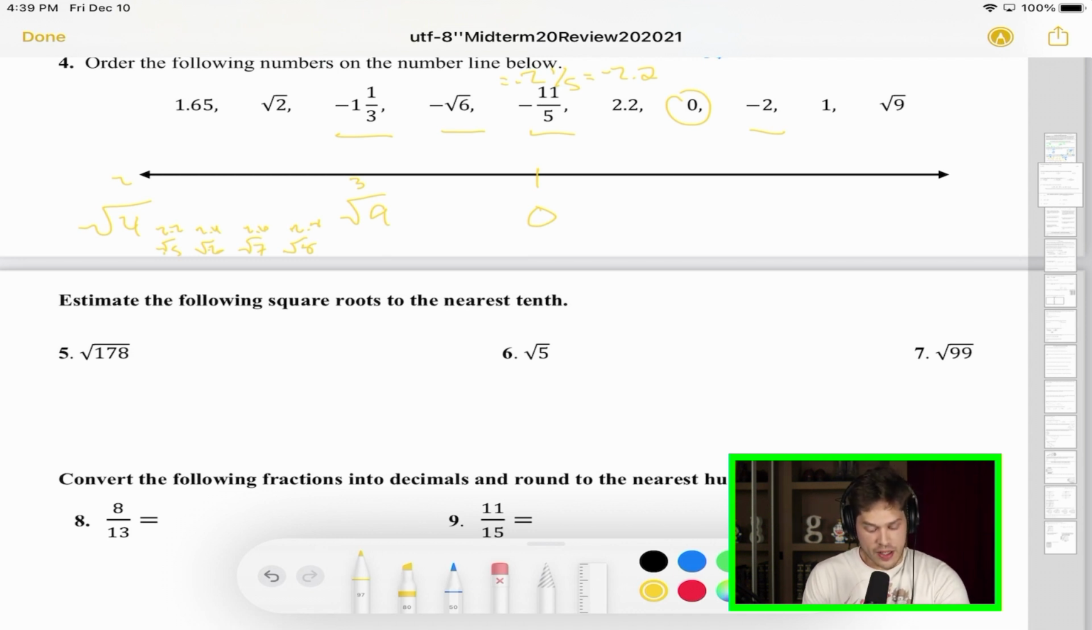So I'm going to take negative square root of 6 to be about negative 2.4. And we can see that that is the largest of our negatives. I'm going to erase some of this to give us some more space. Okay, so I'm going to say our most negative value is negative square root of 6, and then we have negative 11/5, and then we have negative 2. So mark these out. Our last negative is negative 1 1/3.